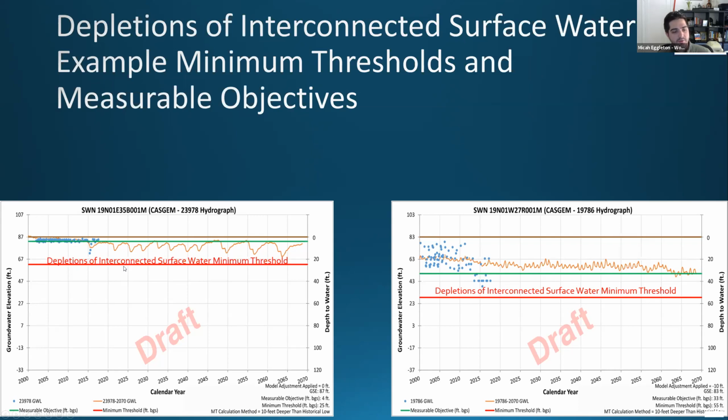And our depletions of interconnected surface water minimum threshold, this red line, is that 10 feet deeper than historical lows. So it's 10 feet below this blue dot. Same thing over here. Green is the average of the last 5 years. And this red line is 10 feet below this blue dot right here, which is the minimum of 2015. Any questions on this so far?